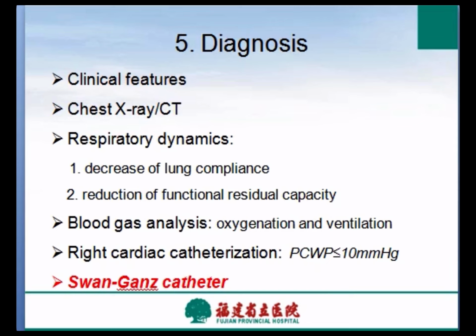And for the respiratory dynamics, we can see two changes in patients with acute lung injury. The first is the decrease of lung compliance, and the second is the reduction of functional residual capacity. And the blood gas analysis is also very important to diagnose acute lung injury. The blood gas analysis reflects oxygenation and ventilation of the lung for these patients.